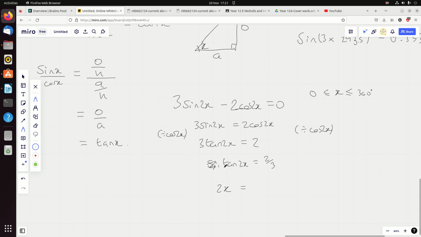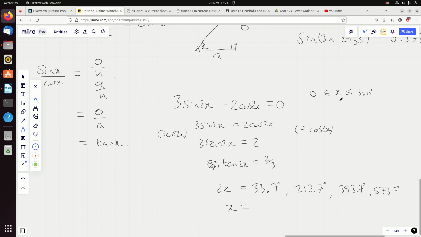You get 33.7. Now always use your rule of thumb now, and rule of thumb for tan is 180 plus first answer. So 180 plus that is 213.7, yeah? And then just keep adding 180 with tan, it's really easy like that. So that's going to give you 393.7, and then add another 180 again, 573.7. And then divide all by 2.